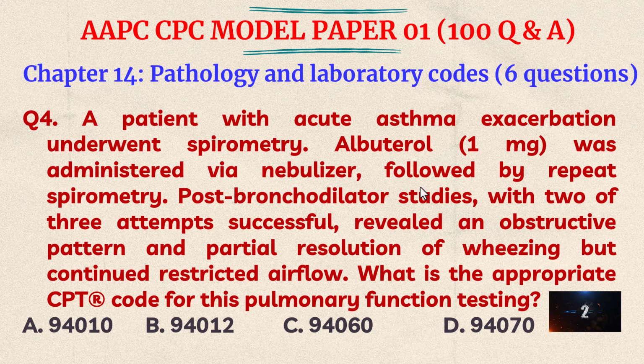3, 2, 1. Okay, in this case, we have to highlight the following things. This is an acute asthma exacerbation, underwent spirometry. There is a drug given by a nebulizer, followed by repeat spirometry. Post-bronchodilator studies with 2 of 3 attempts successful. Finally, partial resolution of wheezing, but continued restricted airflow is there. When you see the answers, all are adjacent codes, 94010, 94012, 94060 and 94070. So you can use the elimination method. So directly go to the codes and find the answer.